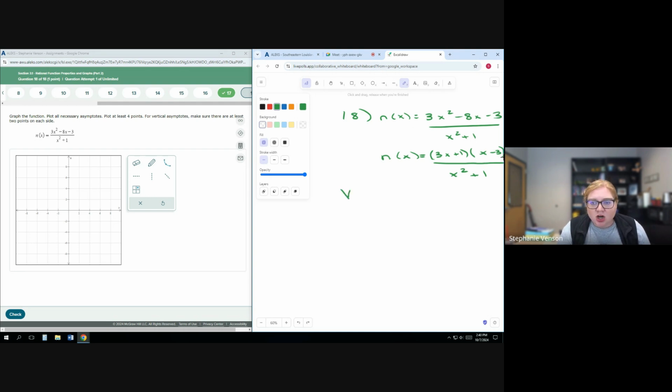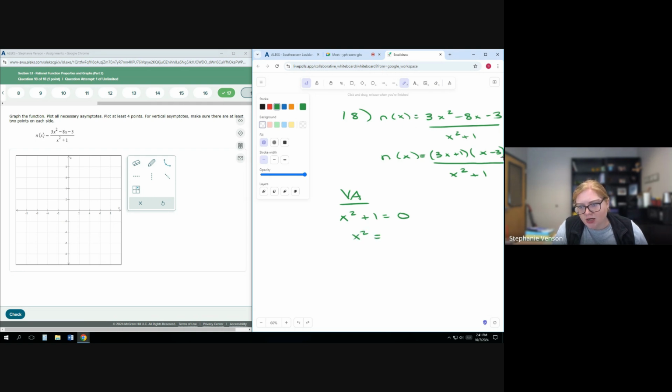So that means our entire denominator is a vertical asymptote. So we have x squared plus 1 equals 0. Or a better way for me to say that is our entire denominator would create a vertical asymptote. So we're going to try to solve this. So we'll subtract 1 from both sides.